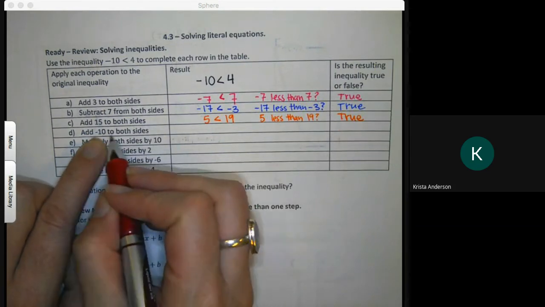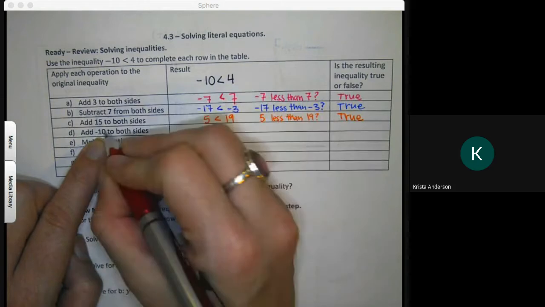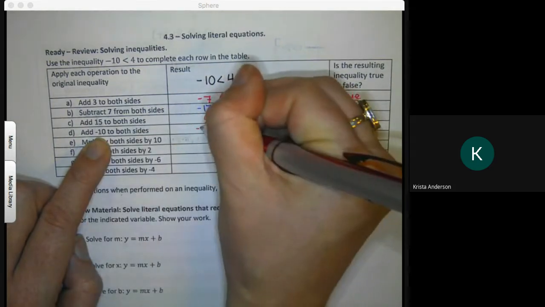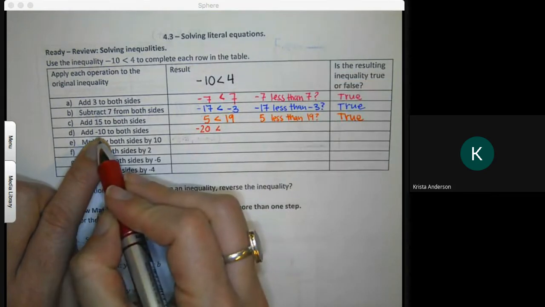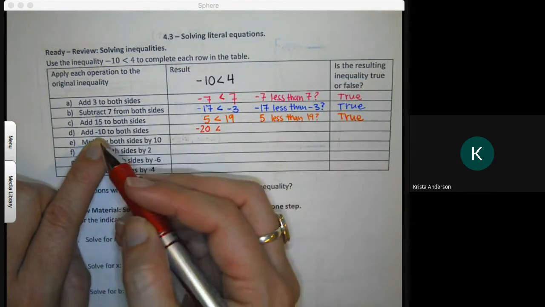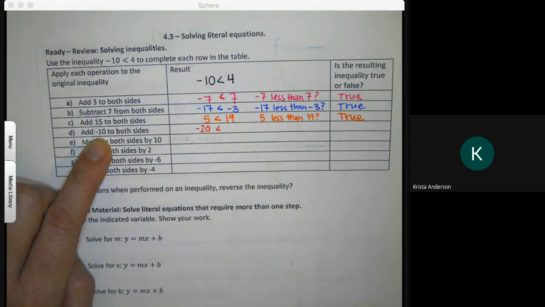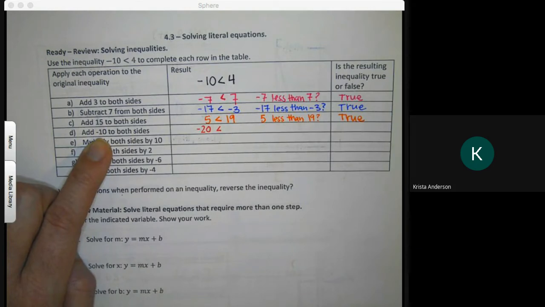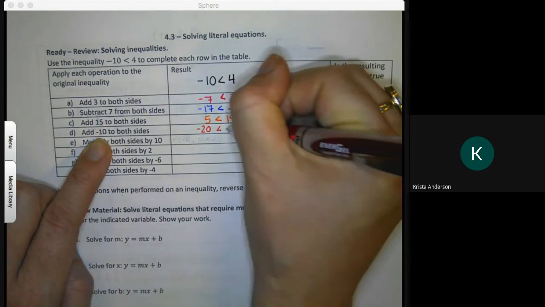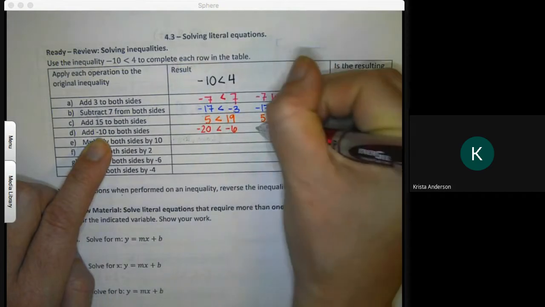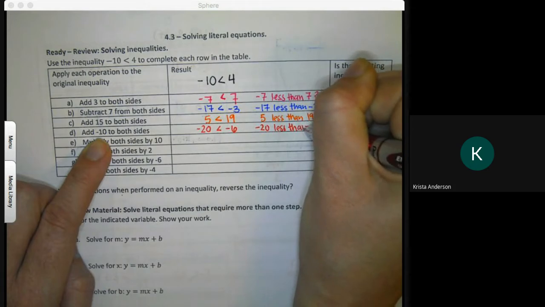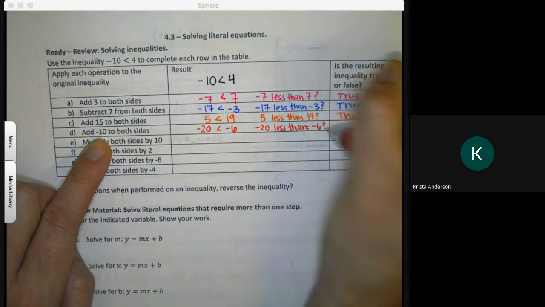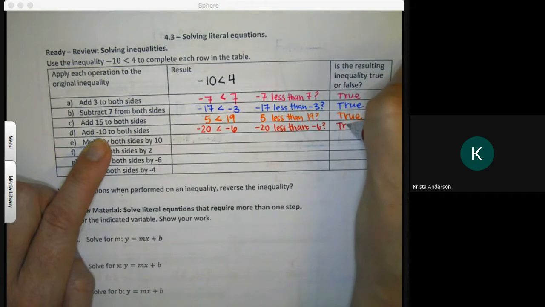Add -10 to both sides. When I have a -10, that would make my left a -20. What happens when I add -10 to 4? It's -6. Is -20 less than -6? That is true.